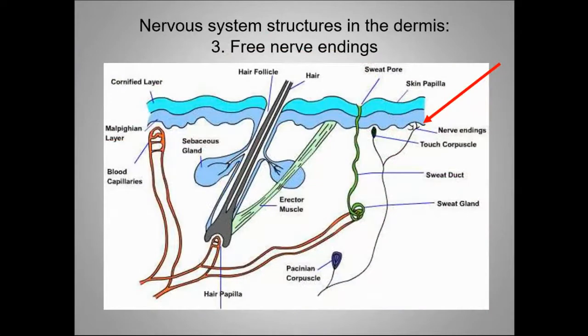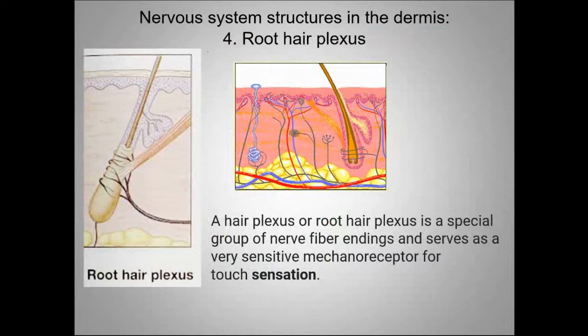The other type of nerve termination in the dermis is free nerve endings, the same types that we just described for the epidermis. And then the other one that you need to know about is the root hair plexus. It's easy because it's the only nerve termination that really wraps around the follicle and is able to transmit its message to this muscle bundle associated with the hair.